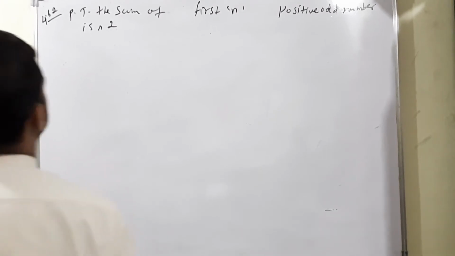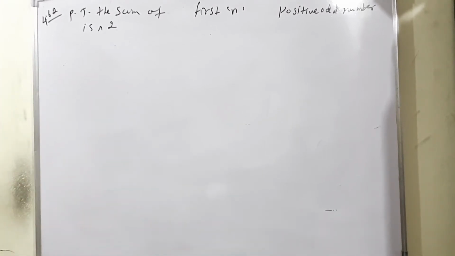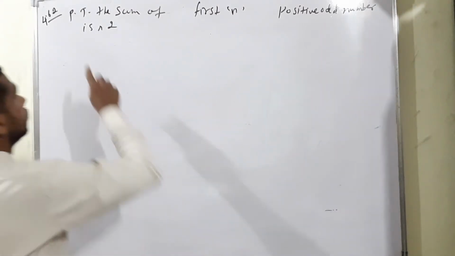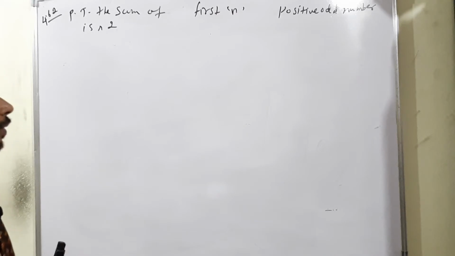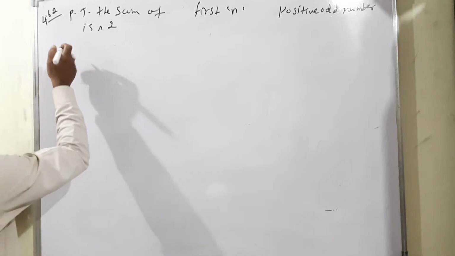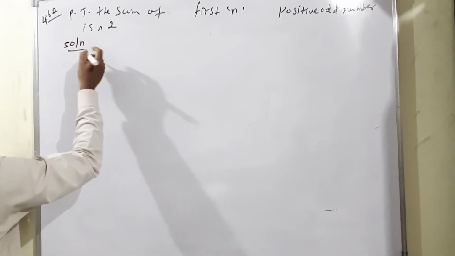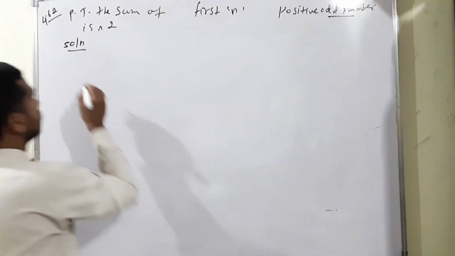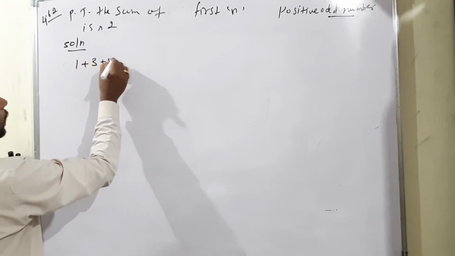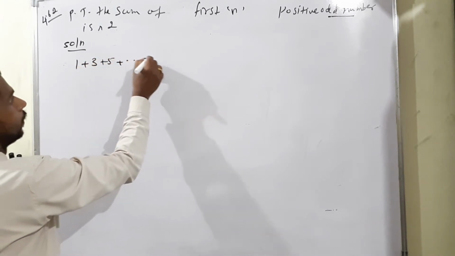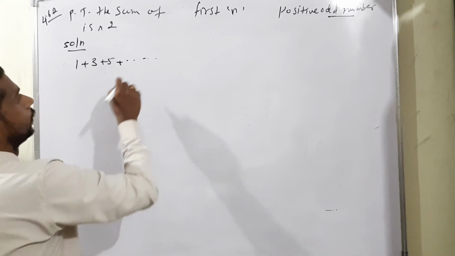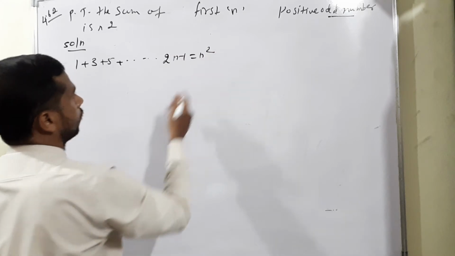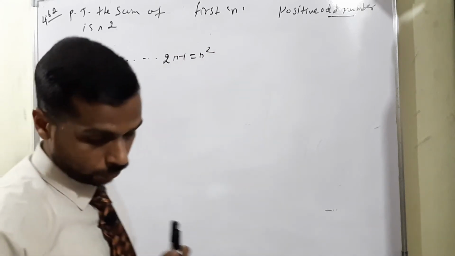Moving to example 4.62. Question: prove that the sum of first n positive odd numbers is n square. Okay, positive odd numbers. So, solution: look at that, first n odd numbers, isn't it? Odd numbers means we can say 1 plus 3 plus 5 plus dot dot dot, and we write the series as 2n minus 1 is equal to n square. Why am I writing 2n minus 1?